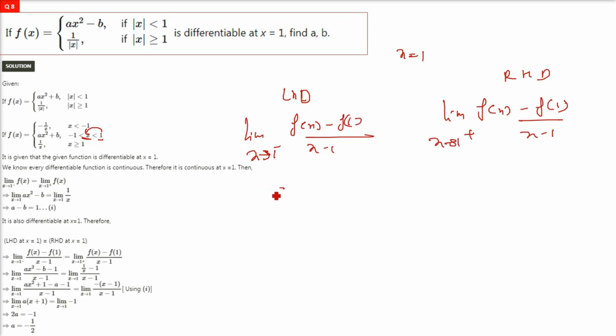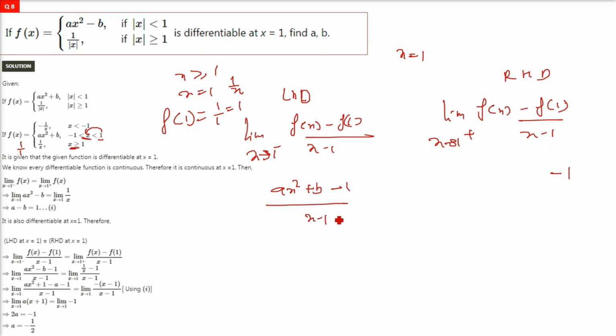See, from minus 1 to 1, it is ax square plus b. When you go above 1, you have to use 1 by x. So we will use 1 by x here. For x greater than or equal to 1, f(x) is 1 by x. f(1) is 1 by 1, that is going to be 1, because equality is from 1 by x. So f(1) will be 1 in both the cases, divided by x minus 1.